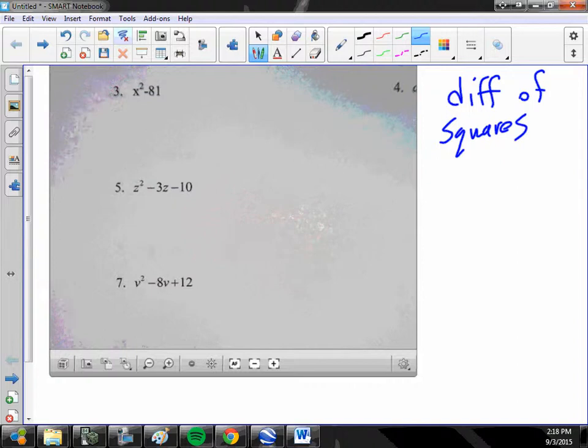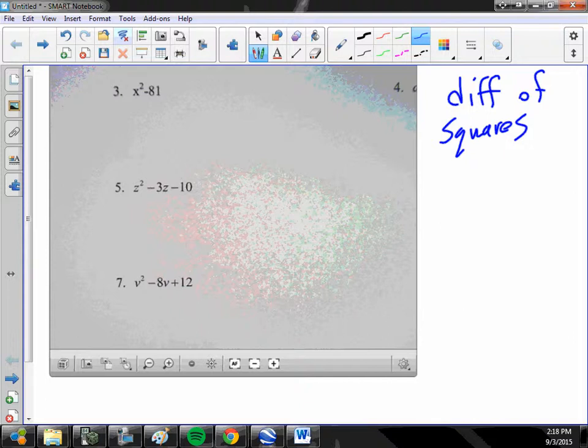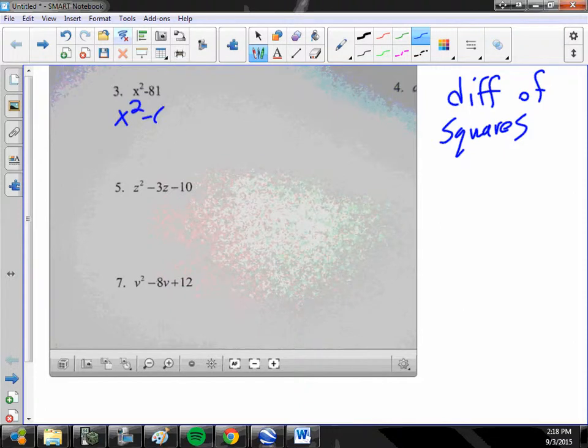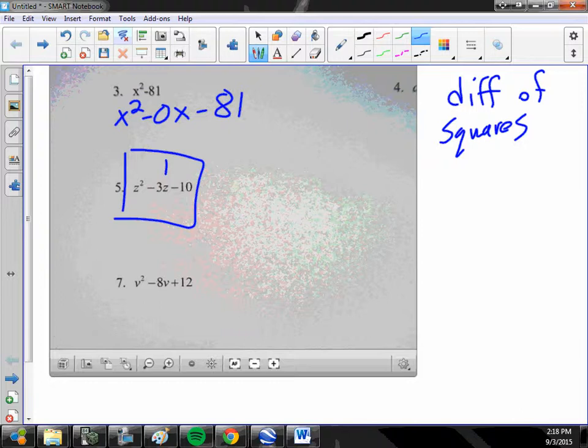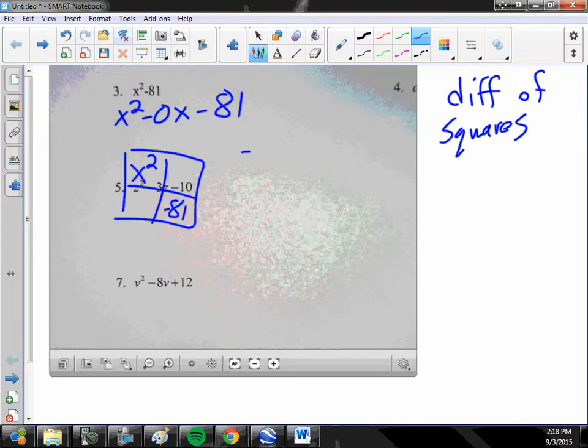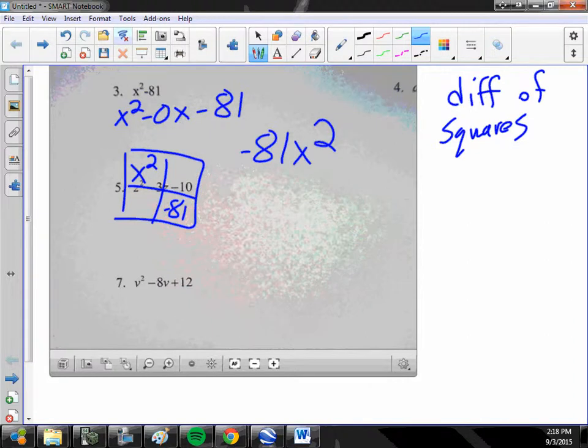Now I'm going to do the hard way just to remind you how this works, and then from now on we'll just do the easy way. I'm going to rewrite this as a trinomial with a 0x. And then I'll draw the box. X squared and negative 81. Multiply those together. Negative 81x squared. Are there factors of negative 81x squared that add to be negative 0x?